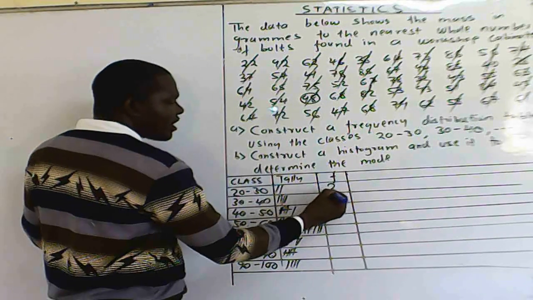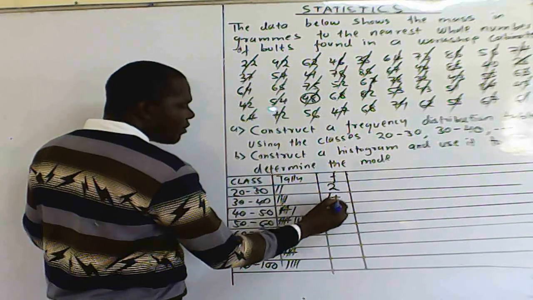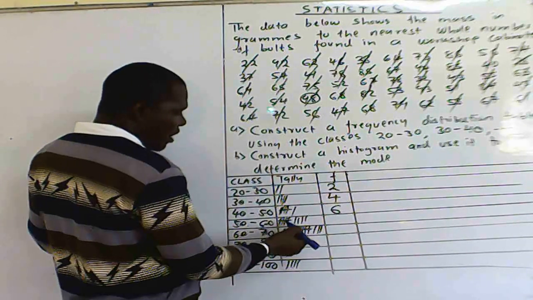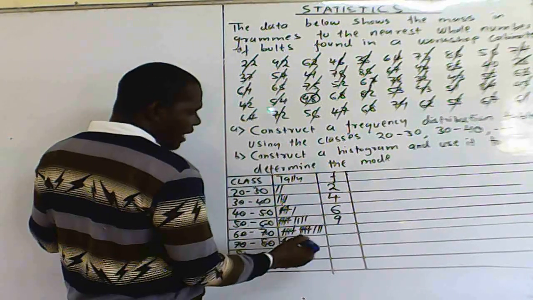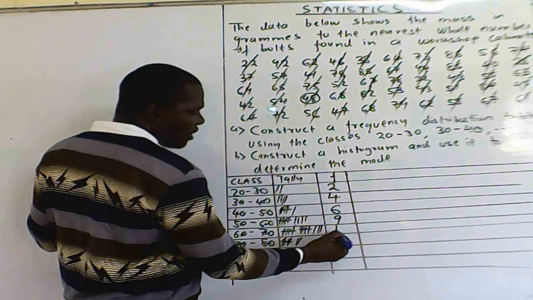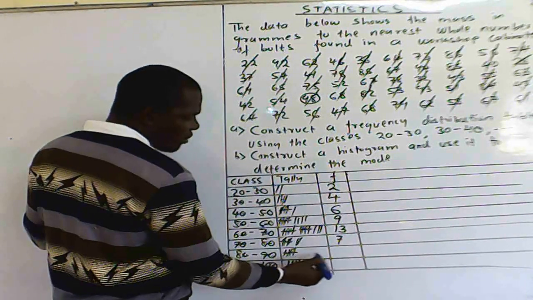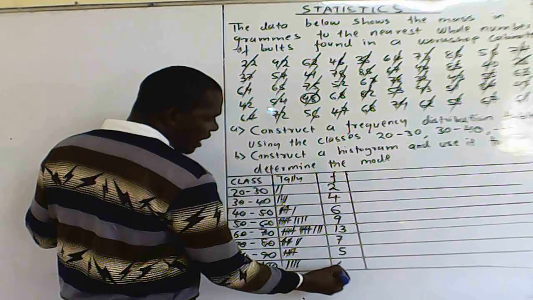Here you counted 2, isn't it? Here you counted 4. Here you counted 5 plus 1, 6, isn't it? Here you counted 5 plus 4, 9. Here you counted 5 plus 5 plus 3, 13. Here you counted 5 plus 4, 7. Here you counted 5. Here you counted 4.